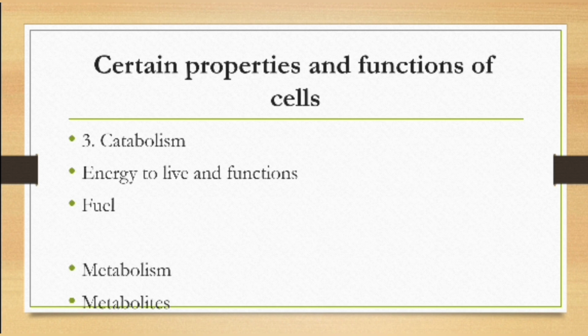In this we see the metabolism. Metabolism is the process of anabolism and catabolism going on simultaneously in the body and together it is known as metabolism. End products of metabolism are called metabolites.